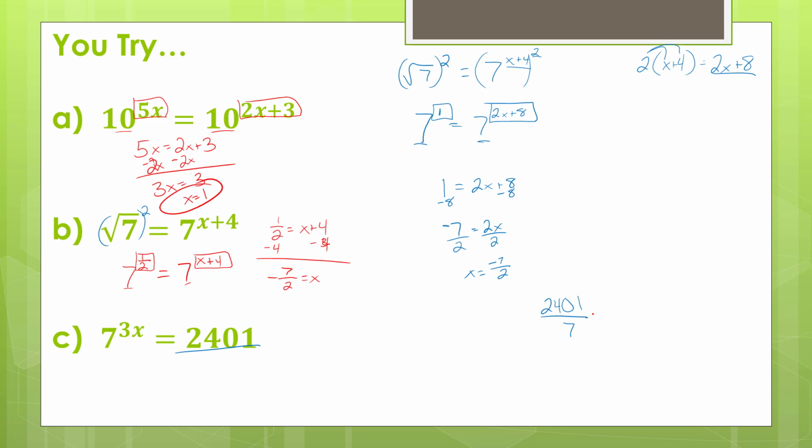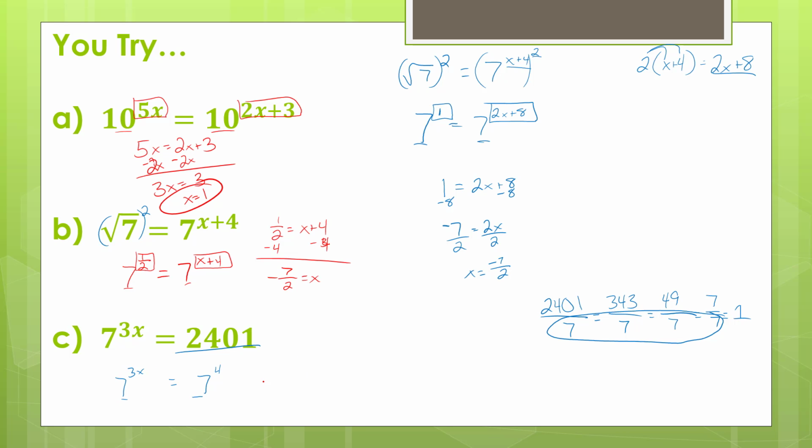2,401 divided by 7 is equal to 343. Well, let's see if we can divide that one by 7. We can, and that gives us 49. Well, 49 we know is divisible by 7. That equals 7. And 7 we know is equal to 7. That gives us finally 1. So we can see that I have to multiply 7 4 times to equal 2,401. So that's the same as saying 7 to the 4th power, which is equal to 7 to the 3x power.